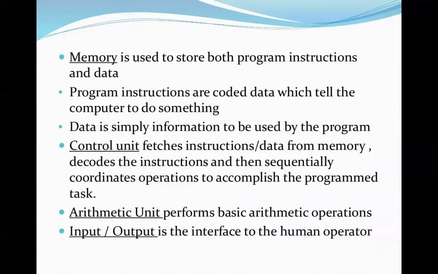Memory is used to store both program instructions and data. Program instructions are coded data which tell the computer to do something. Data is simply information to be used by the program. The control unit fetches instructions and data from memory, decodes the instructions, and then sequentially coordinates operations to accomplish the programmed task. The arithmetic unit performs basic arithmetic operations. Input output is the interface to the human operator.